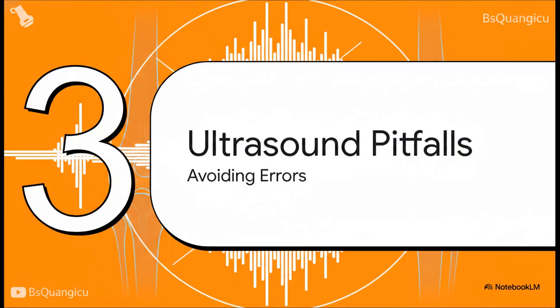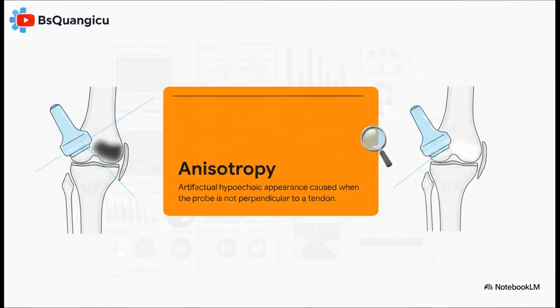Section 3, common ultrasound pitfalls, avoiding errors. All right, let's talk about the absolute #1 enemy of musculoskeletal ultrasound, anisotropy.